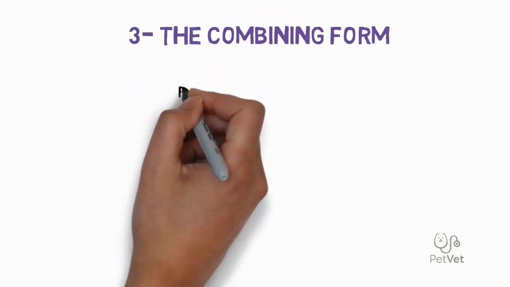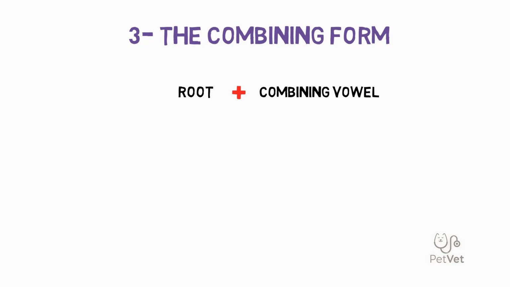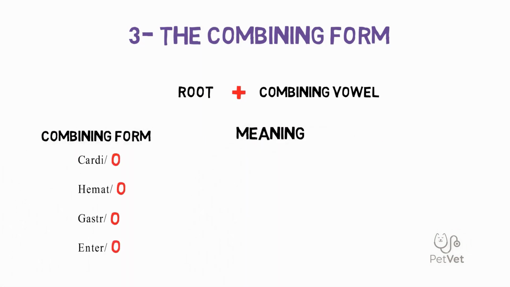The combining form. The combining form is the root plus its combining vowel. The meaning of the root is not affected by adding the combining vowel. Let's use roots from previous examples. Now we understand the combining form.